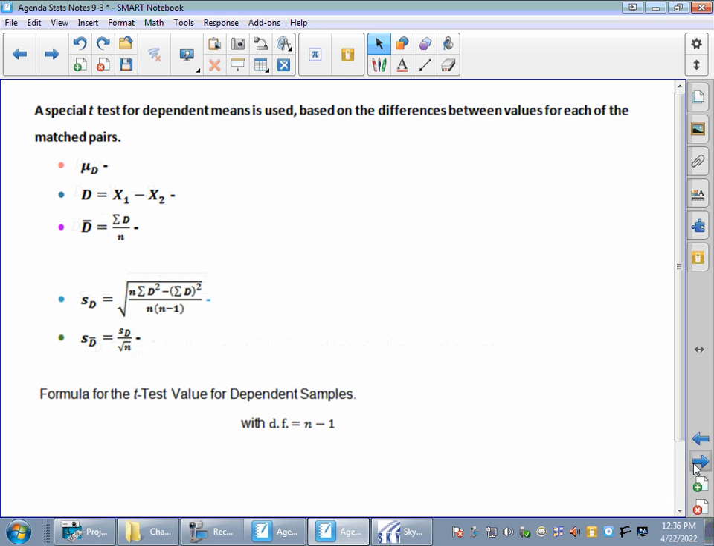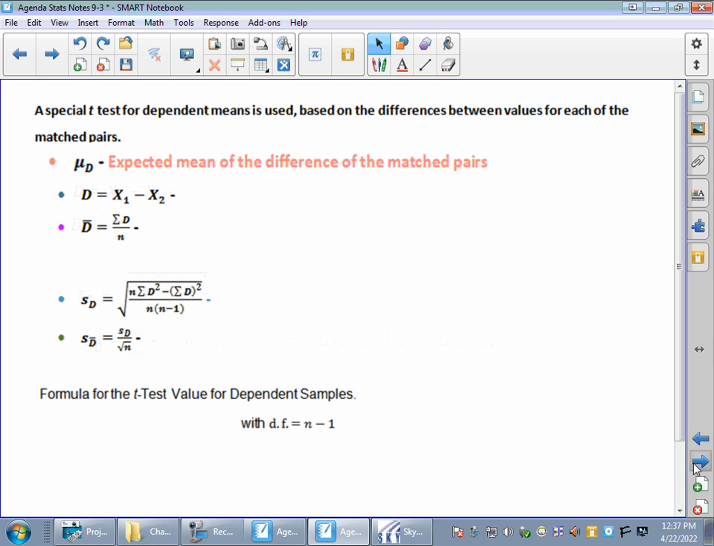So the first thing is mu sub d. That's the mean of our differences, the expected mean of the differences of our matched pairs. Now typically, you know how our H sub 0 is always mu1 equals mu2. Well, we would expect the difference of the means to be nothing, right? Because we'd expect the means to be the same or equal. So that's going to be one of those parts of the formula that's going to fade into a 0.